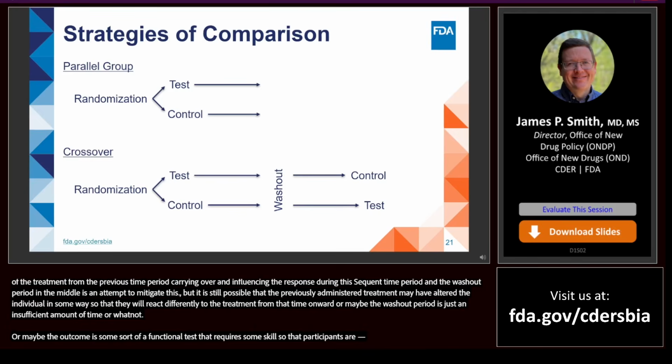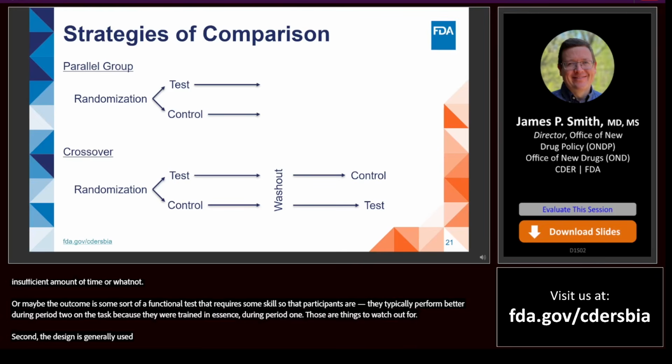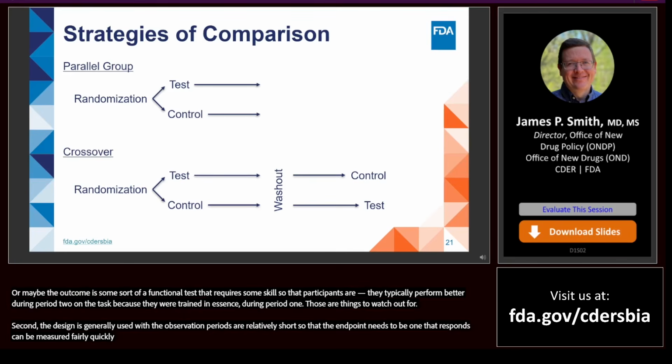Second, the design is generally used when the observation periods are relatively short, so that the endpoint needs to be one that responds and can be measured fairly quickly. Also, since ideally each individual would return to their baseline condition before each period, it's generally used in chronic diseases where the outcome is not dependent on the time of the assessment.